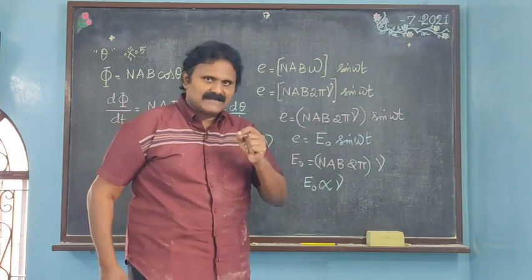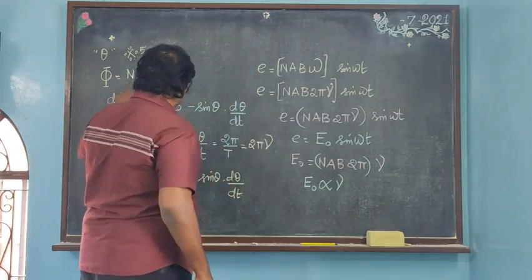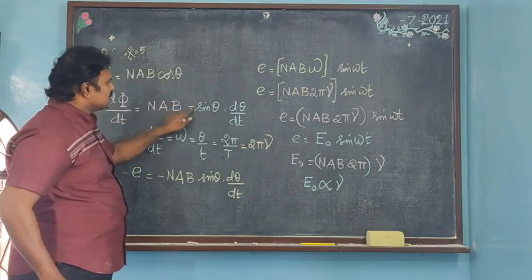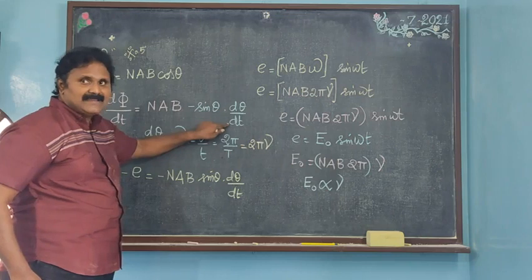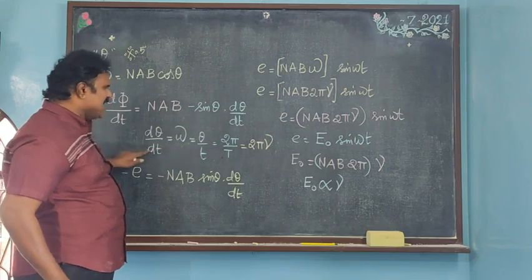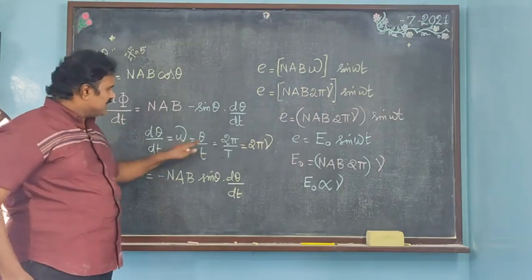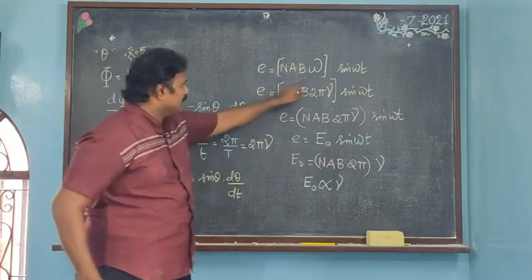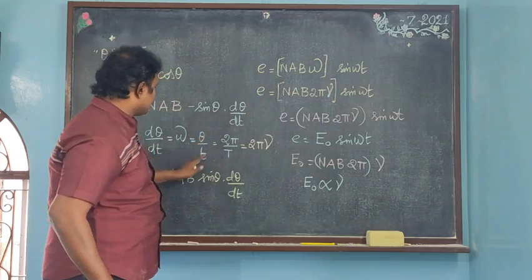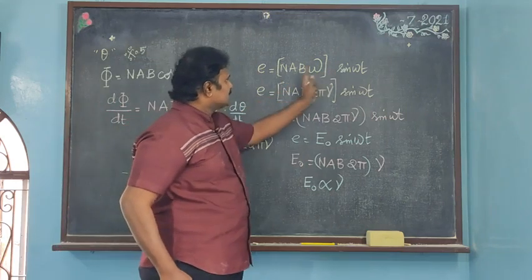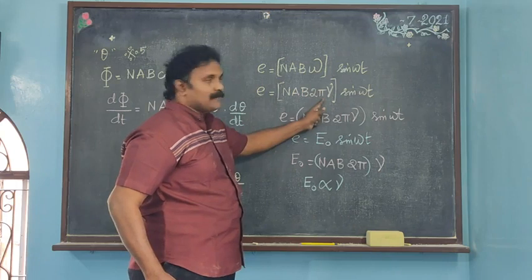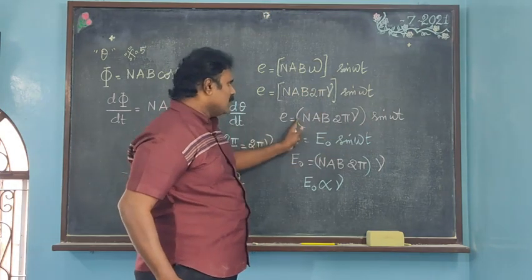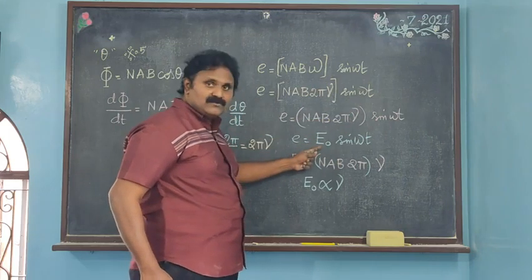Now we have obtained the mathematical expression. So phi is equal to N A B cos theta. I am differentiating the left hand side. Cos theta differentiates to minus sin theta into d theta by dt. From this basic equation I am able to write d theta by dt is going to be equal to omega. Of course, instead of theta, I can put omega into t. I separate this time, and I substitute omega as 2 pi nu. So I can have this ideology. Now I condense all these values and go for E naught.